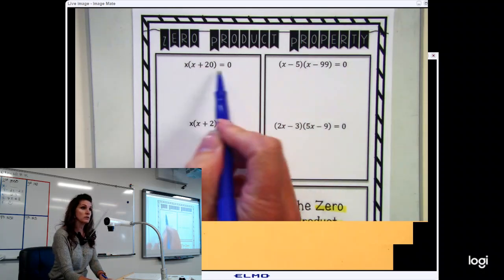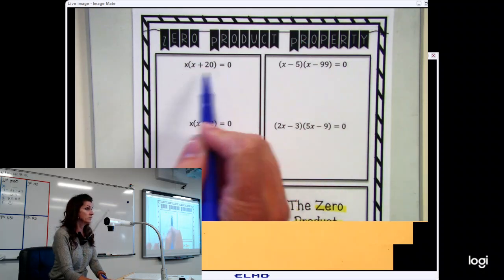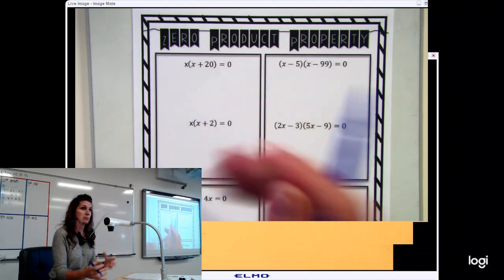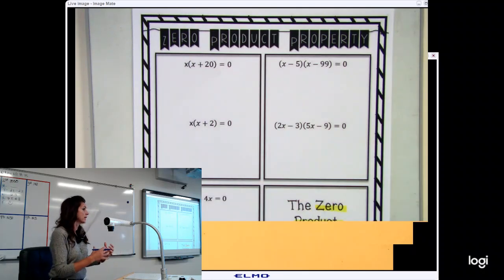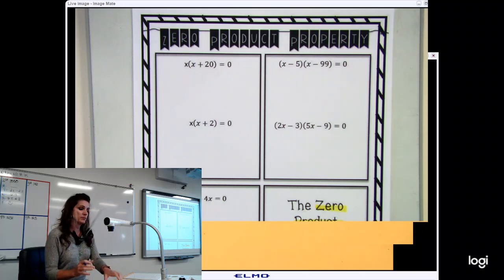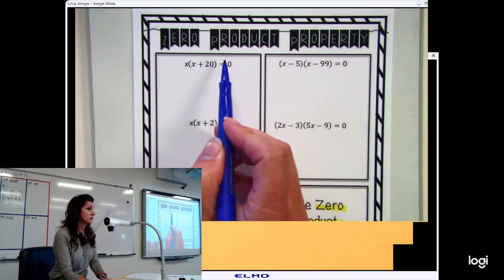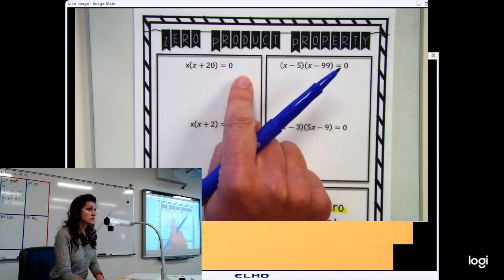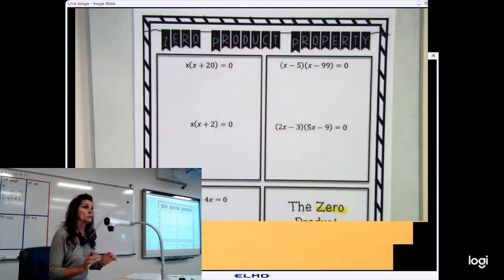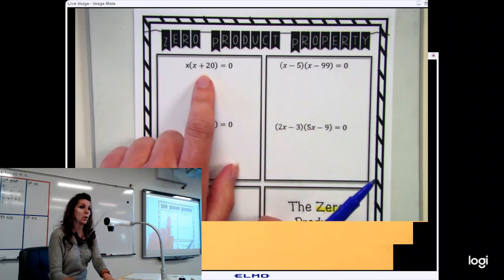Okay, so we're going to come up here to this first box in the top left corner. Does this look like undistributing, kind of what we've been doing? We've been factoring out a greatest common factor. Some of your problems will look like this today. They'll already be factored. And you're going to be so very tempted to want to distribute it. If we have equals 0, you don't want it to be distributed. You want it to be in factored form.